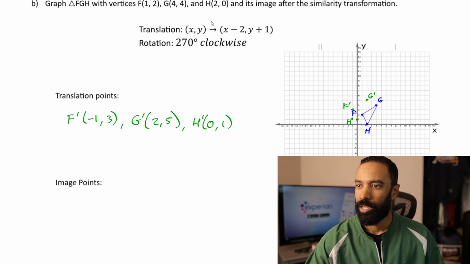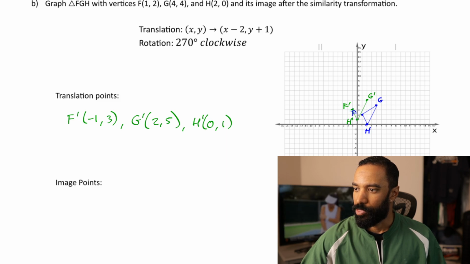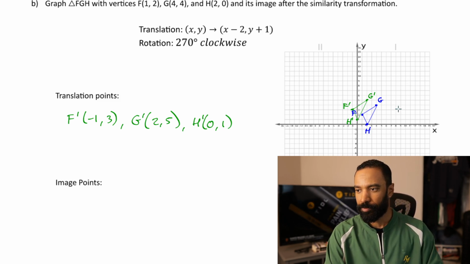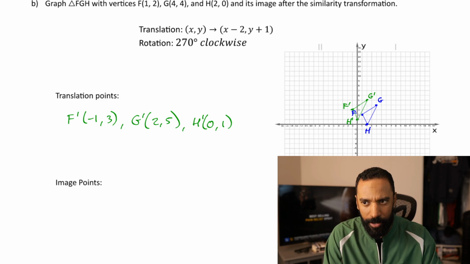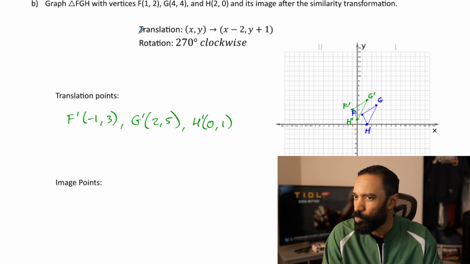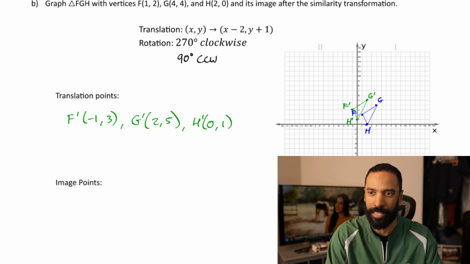And that is the translation of this thing. It's still a rigid motion, still a congruent figure. It just moved. Now we're going to rotate 270 degrees clockwise, and I think it's worth mentioning that's the same thing as 90 degrees counterclockwise. I think I'd rather just go a 90 than a 270.